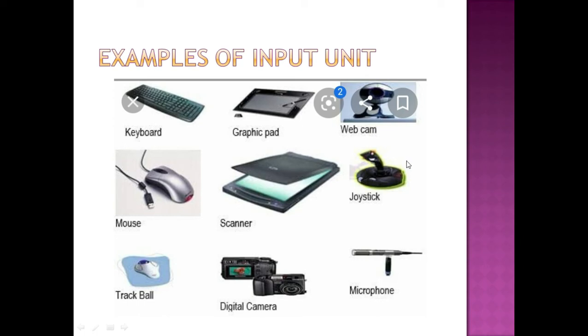Joystick and trackball, these two devices are actually used for playing games. We can rotate this stick in any direction, so playing games is more fun using this joystick or this trackball. The trackball also has a small ball in between, so we can rotate it in any direction and play games. Then we have the digital camera. A digital camera is also an input device. Then we have the microphone. A microphone is also an input device which is going to take the input from the users in the form of sound.